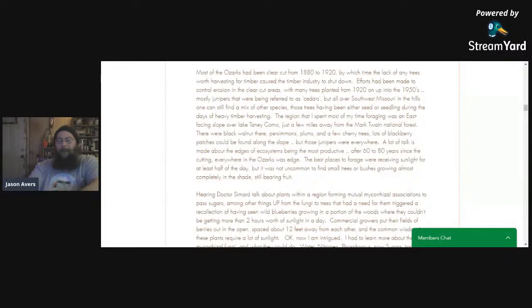But there were still persimmons, plums, cherry trees, lots of blackberry patches that could be found, a few black walnuts. I noticed the best places to forage receive sunlight for about half the day, but it still wasn't uncommon to find small trees or bushes growing almost completely in the shade and still bearing fruit.